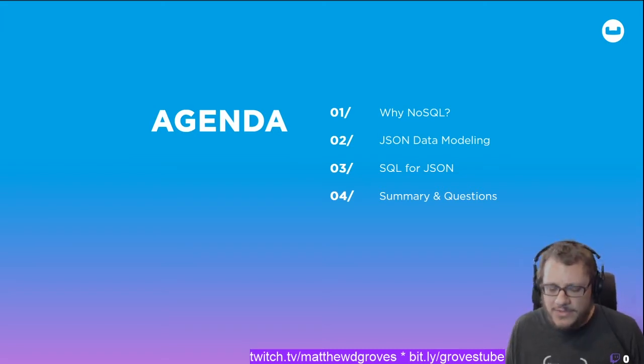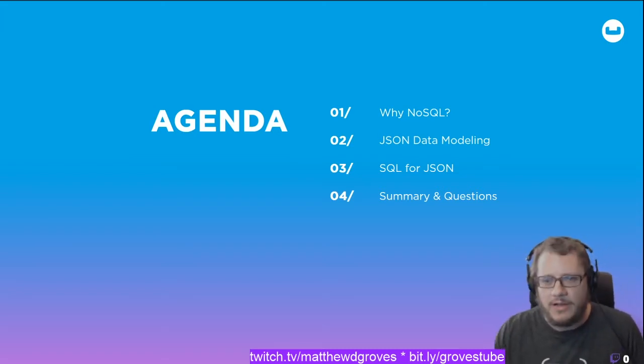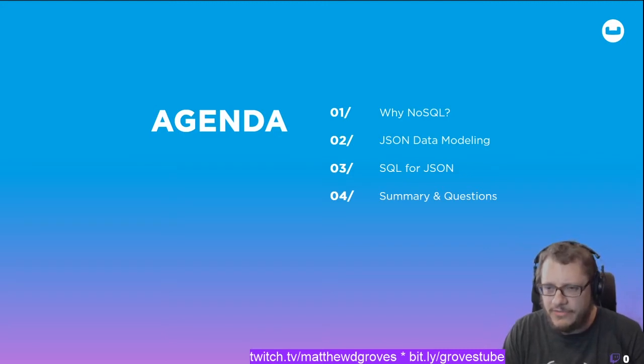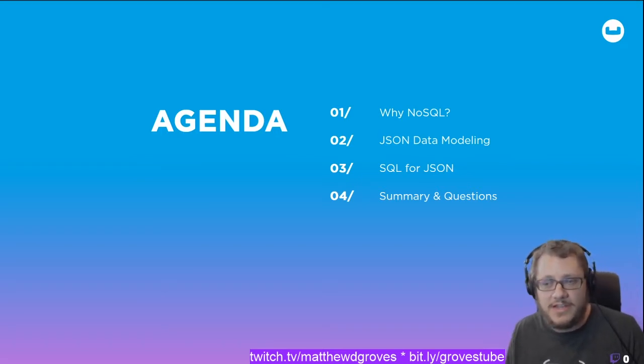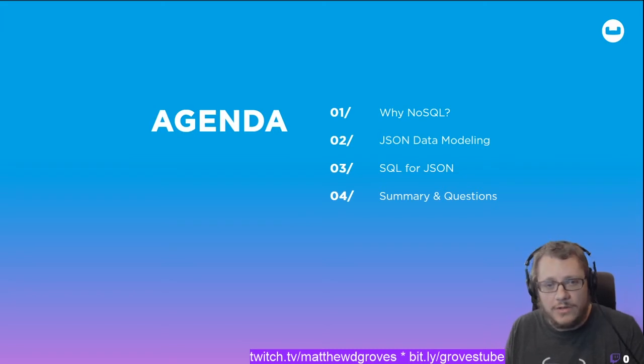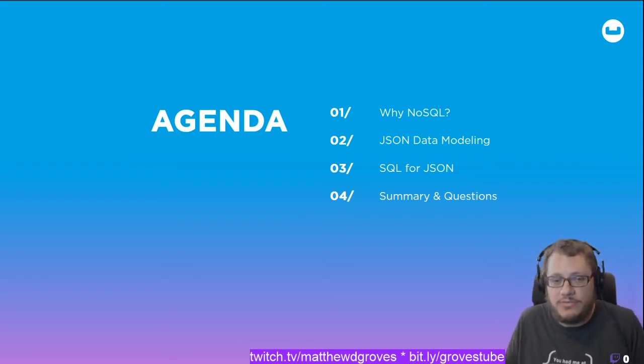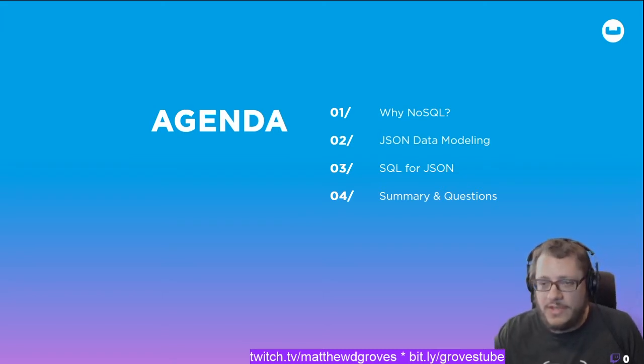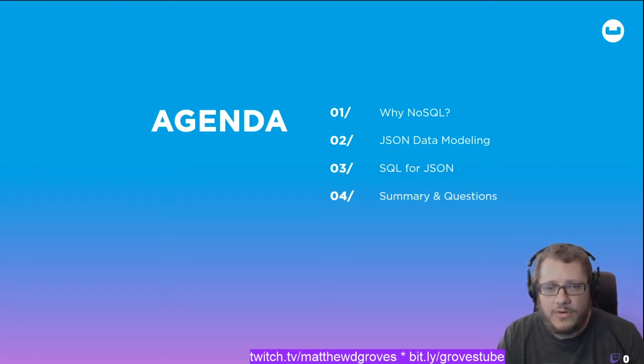And then I'll spend some time talking about JSON data modeling, because JSON data is different than tabular data. It's different than traditional relational databases. The way you store data is different, and so we need to talk about that. This is not a data modeling session, but I think it's an important thing to talk about first before we dive into the main topic today, which is SQL for JSON. What would that look like? How would it work? How could I actually do that today? And then at the end, we'll take some time for some summary and, of course, questions.